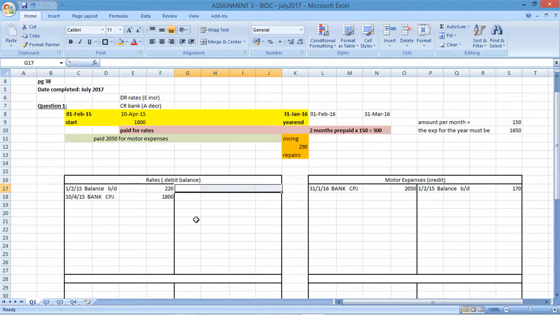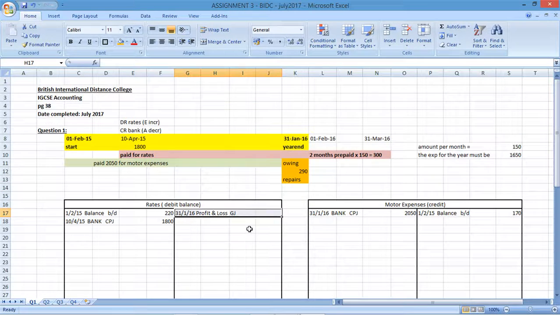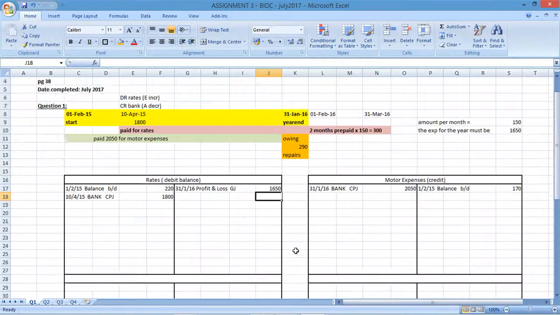And this will take place on the last day of the year. So 31st of January 2016, we would put profit and loss here, and we would go general journal here. That'll be a closing transfer, and the amount that I would be recognizing is the 1650.